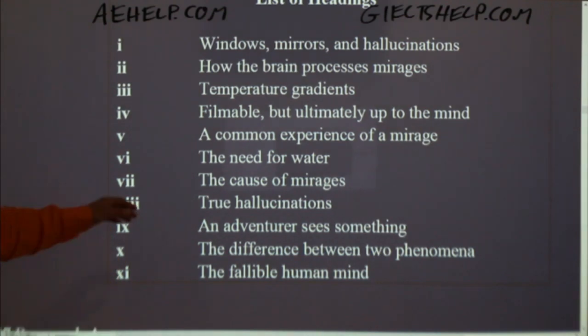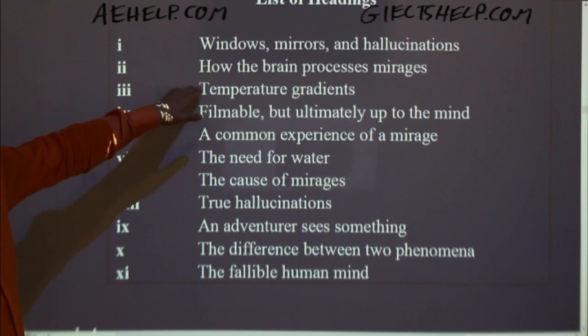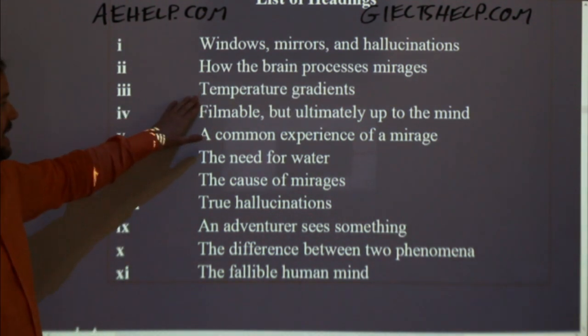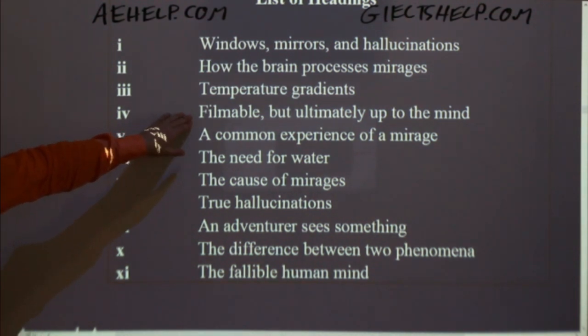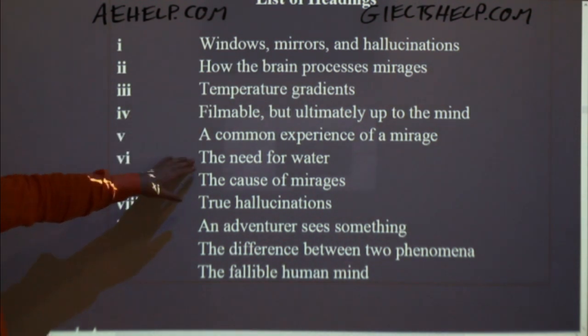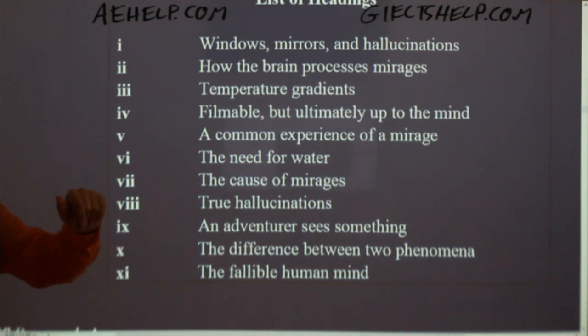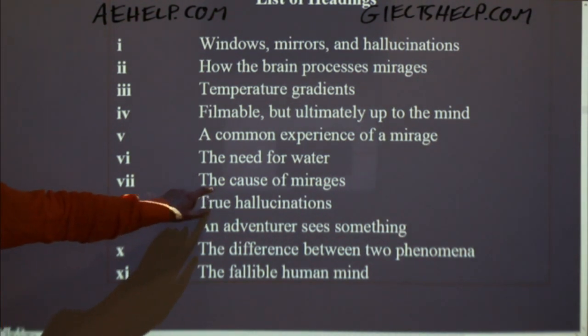Okay. Windows, mirrors, hallucinations. How the brain processes mirages. Maybe. Temperature gradients. There's some information on there about that. Filmable, a common experience of a mirage, the need for water, the cause of mirages, true hallucinations, and adventure. See something, the difference between two phenomena, a fallible human mind. What do you think is the best answer? Look at all those beautiful brains all agreeing that, hey, this is what it's about.